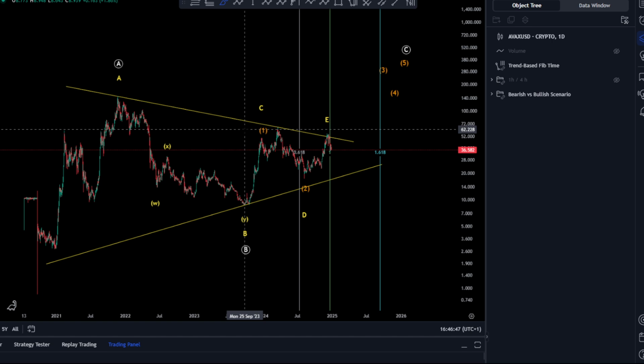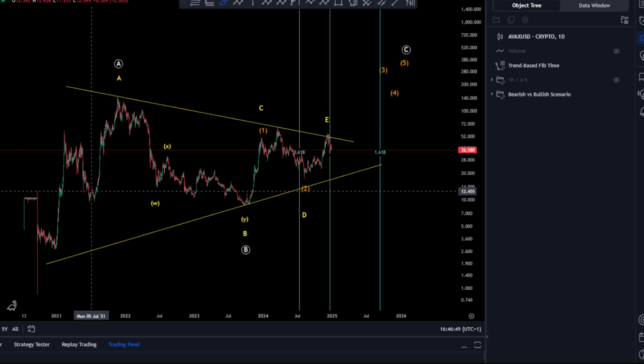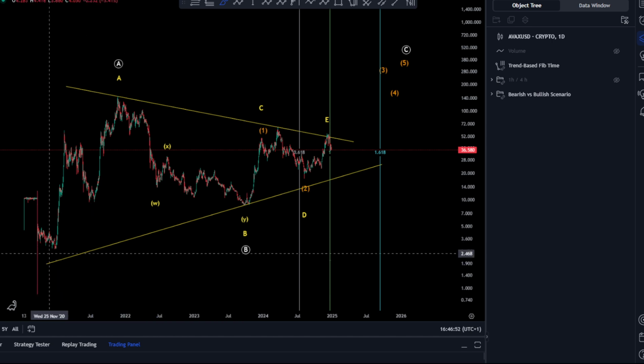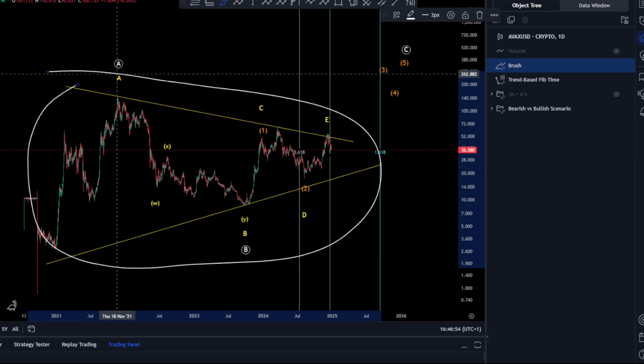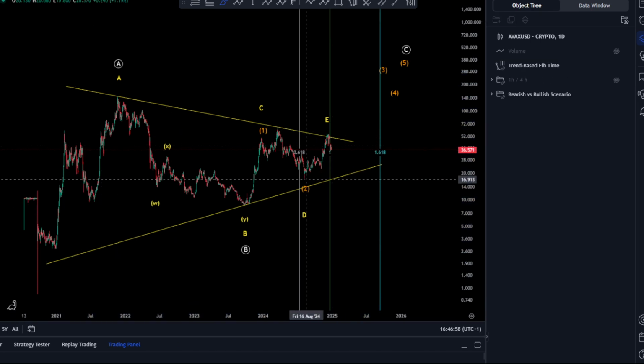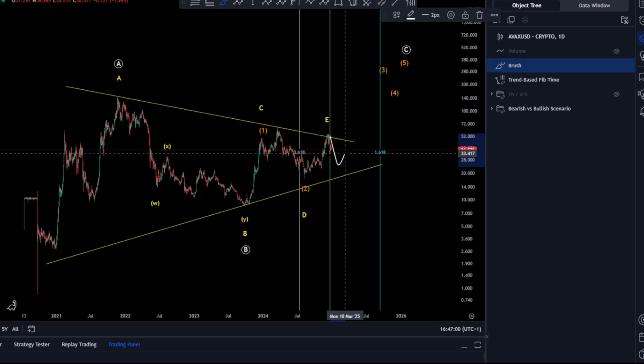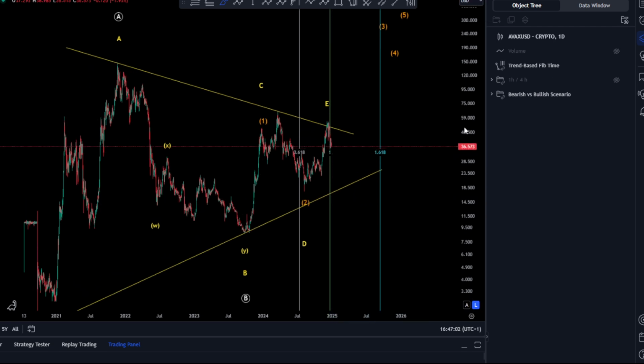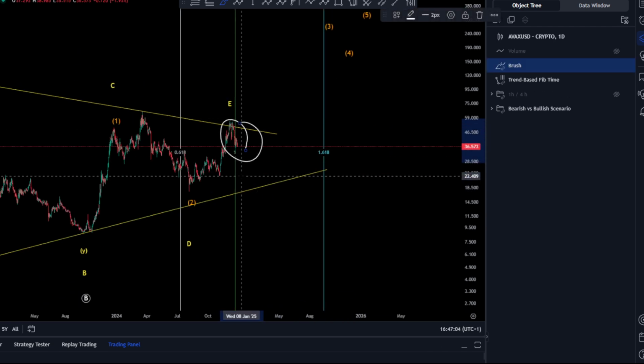Of course, we have bullish and bearish scenarios here on the daily chart, starting with the bearish one, where we are probably looking at a triangle here, A, B, C, D, E. After finishing your wave E towards the upside, you will see the price reverse directly towards the downside, as we are looking at it right now.